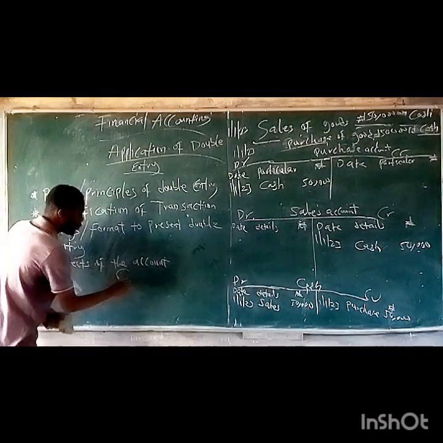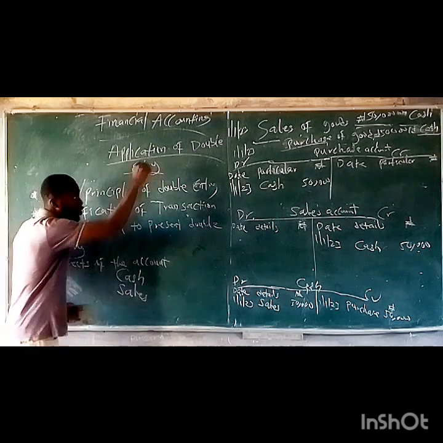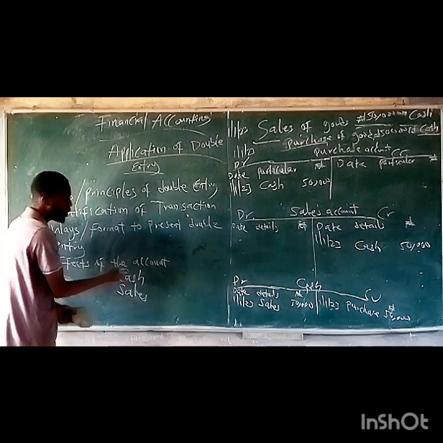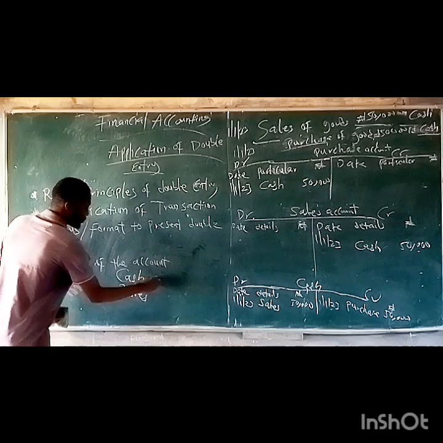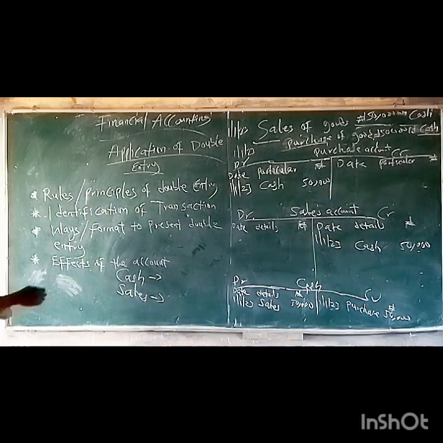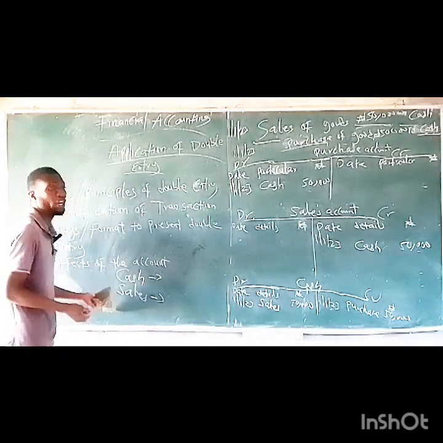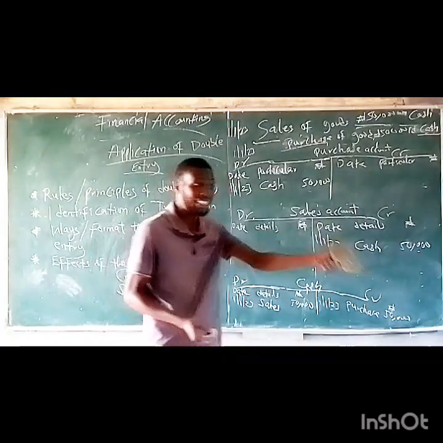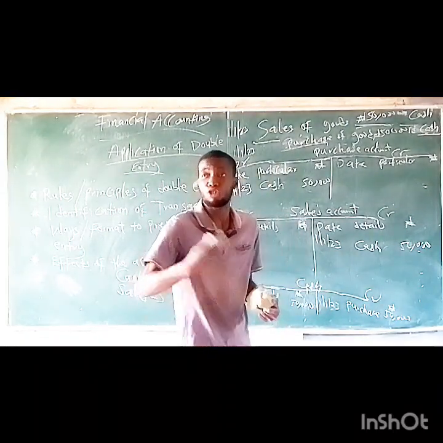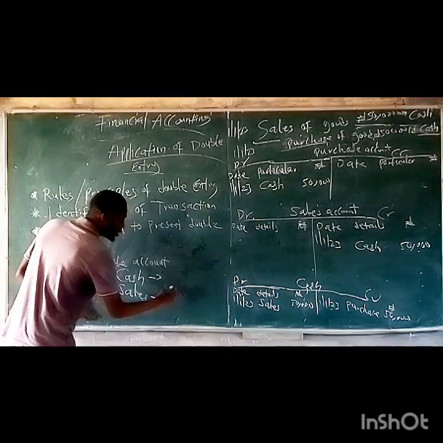If you look at that, we have the cash and we have the sales. Those are the two main accounts from that first illustration where they say sales of goods 50,000 in cash. Now, what will be the effect? What will happen to sales? Sales increase. There will be an increase in income because you are selling. Once you are selling, money is coming in. Immediately you sell, the money is coming in. That is your revenue increasing. So that is why we call it increase.